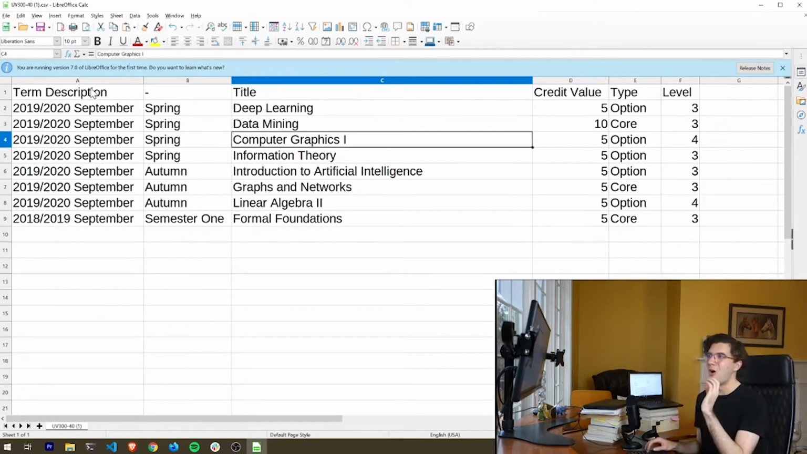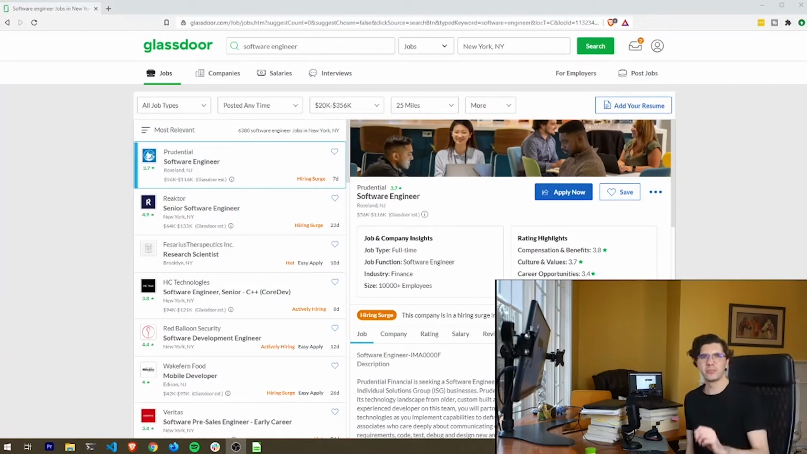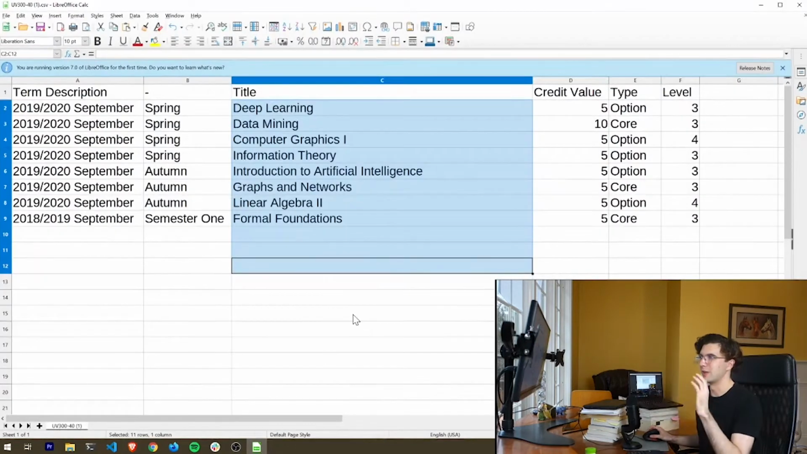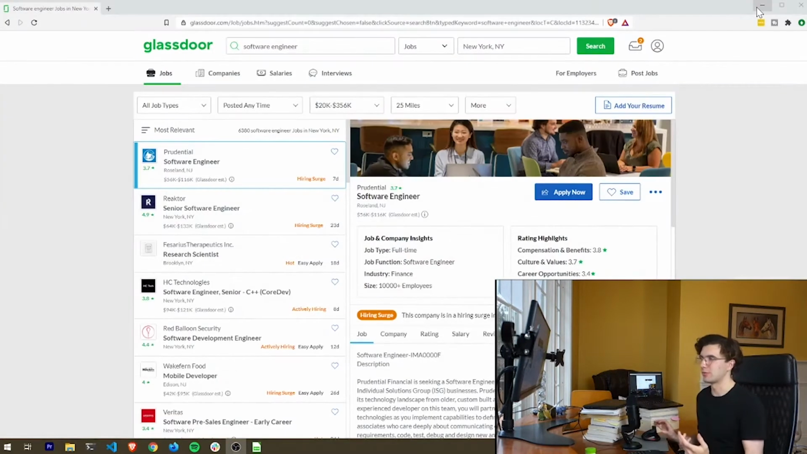So this is all of the classes that I took during my computer science degree. Now let's see if any jobs, looking on LinkedIn or Glassdoor, actually use these in their keywords. Let's take a look if any of the classes I mentioned just a few seconds ago actually show up in real software engineering jobs.